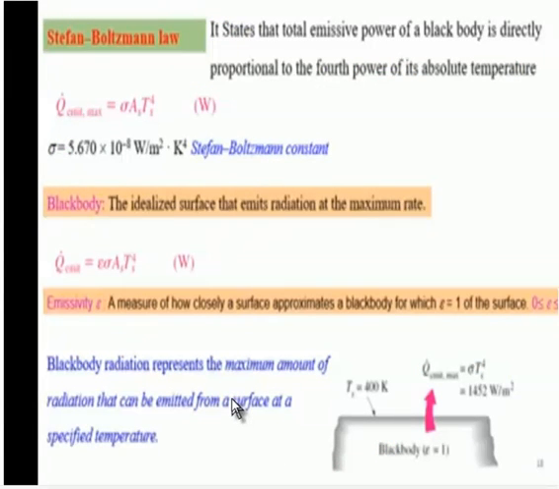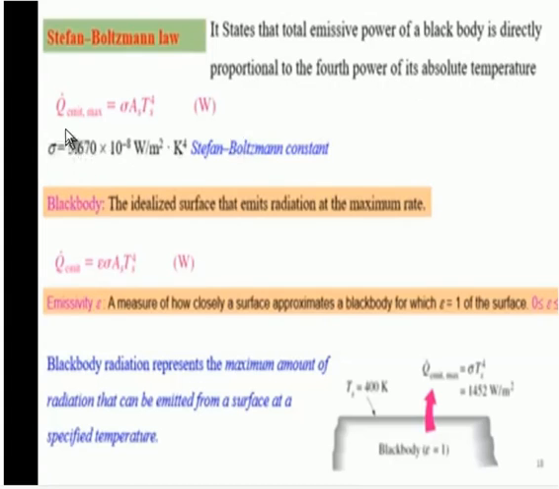Next, for radiation we have another governing law, that is Stefan Boltzmann's law. For conduction, it is Fourier's law of heat conduction. For convection, Newton's law of cooling, and for radiation we use Stefan Boltzmann's law. What does it state? It states that the total emissive power of a black body is directly proportional to the fourth power of its absolute temperature.